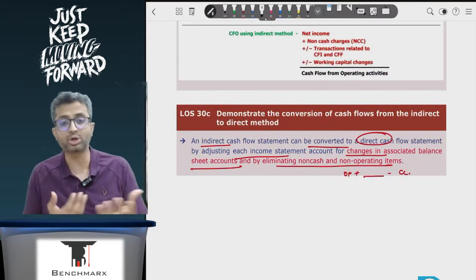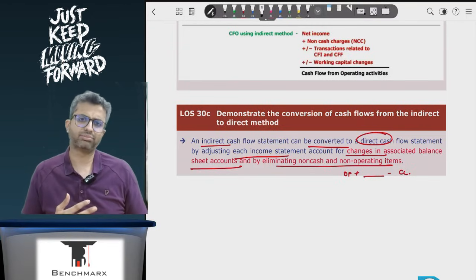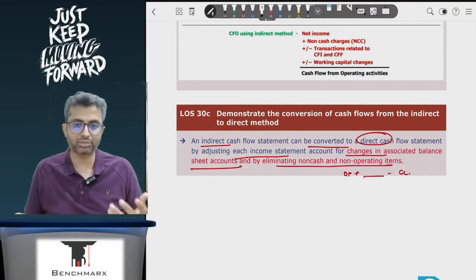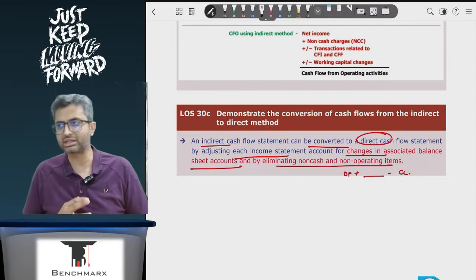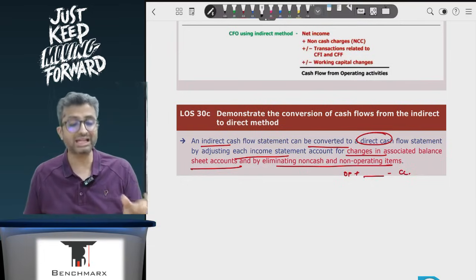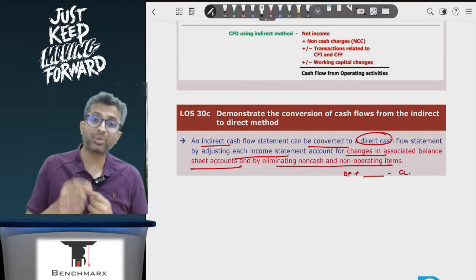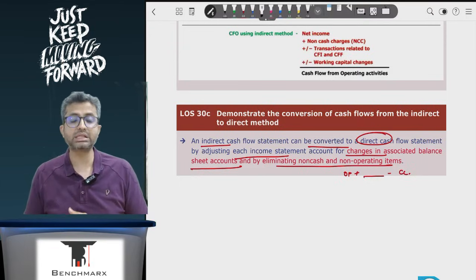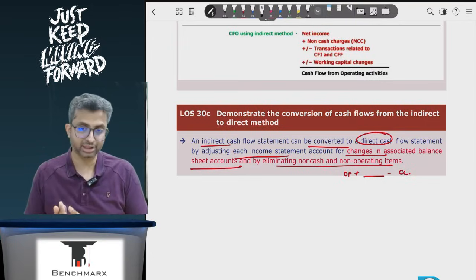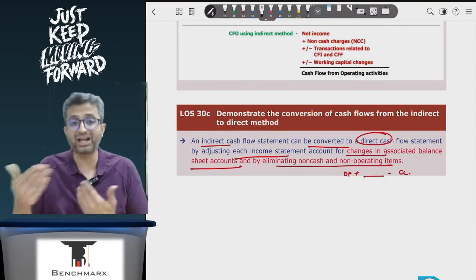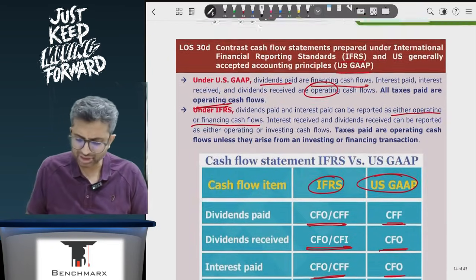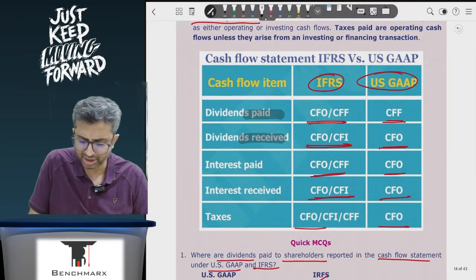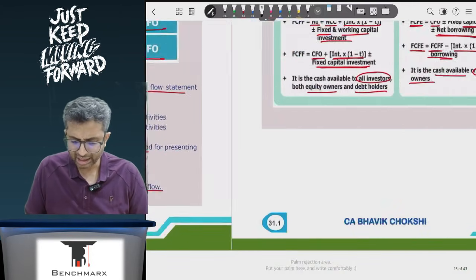Now, if, for example, under the direct method you have a cash collection, or let us say you have just the sales. Adjusting the debtor account to the sales will give you the cash collection, or the other way around. If I take opening debtors plus the sales minus the closing debtors, I'll get the cash collection. So I can use that equation to find the numbers if it is required to convert from direct to indirect or vice versa. The differences between IFRS and US GAAP regarding dividends and interest, we have discussed already.